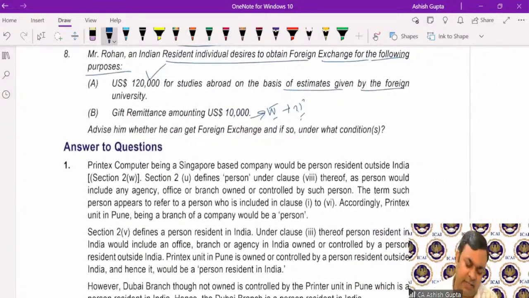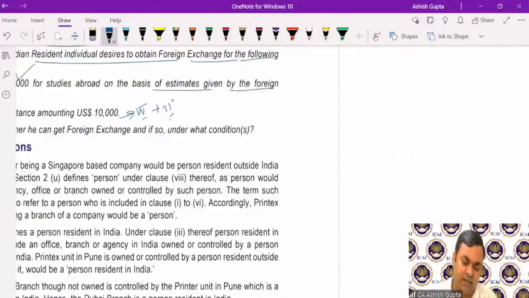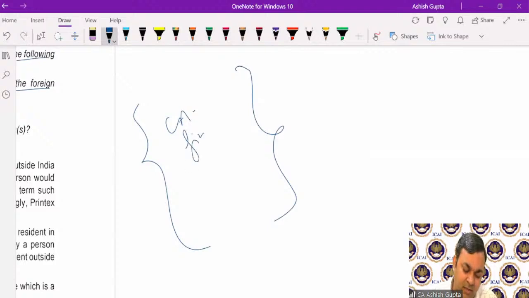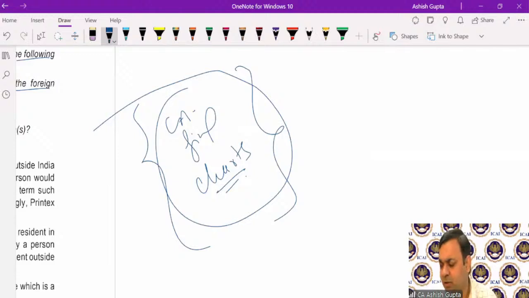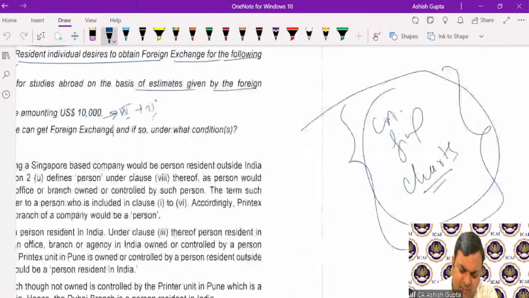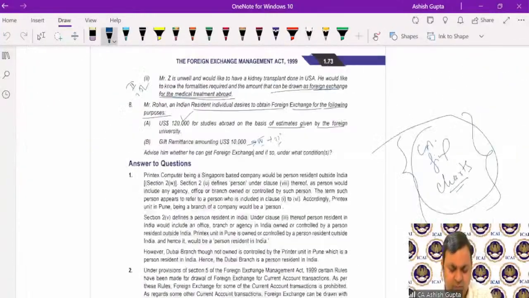So we cover each and every section of FEMA as applicable for CA final, the law part. If you have any doubt, you can ask your doubt in the ICAI portal VCC app, with respect to any problem or any doubt in the FEMA topic. So we discussed the module part, and we discussed the examination question part also.